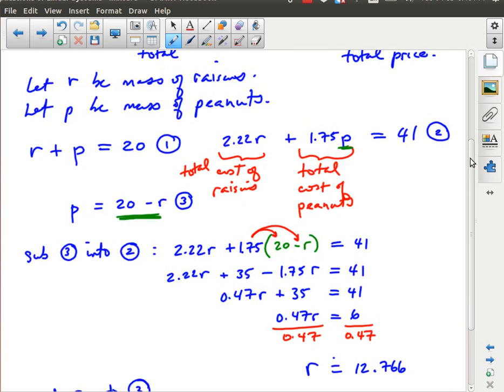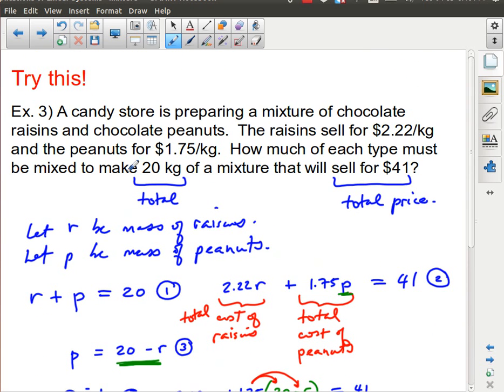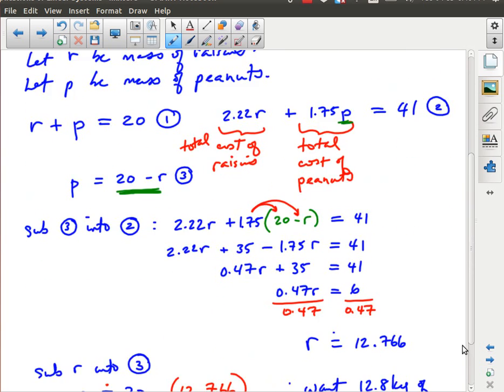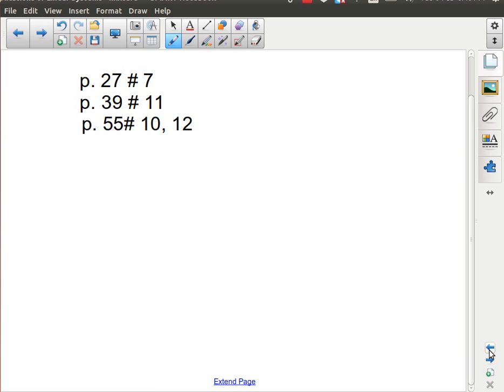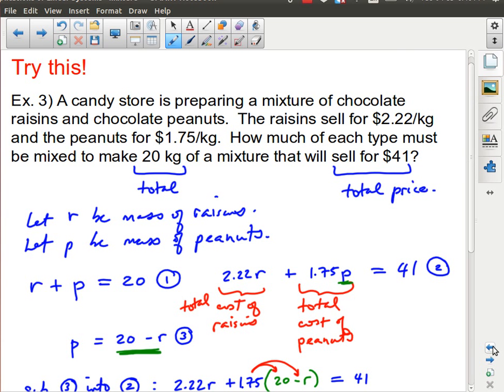And I'm just going to take one last check, make sure I'm answering this question correctly. Total of 20 kilograms to sell for $41. Okay, so that's it for our tutorial. Let me just double check. I think that's it for my examples. It is just some homework questions from that point on.